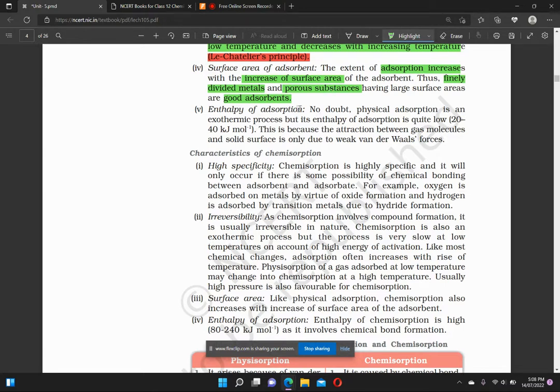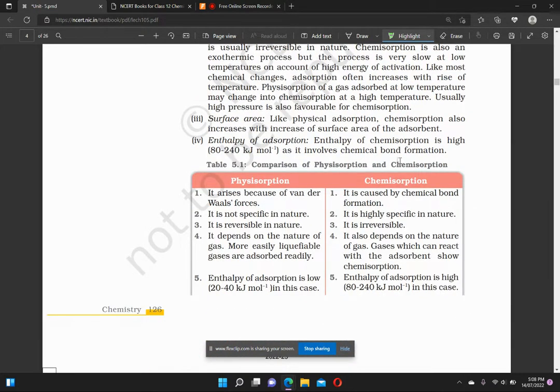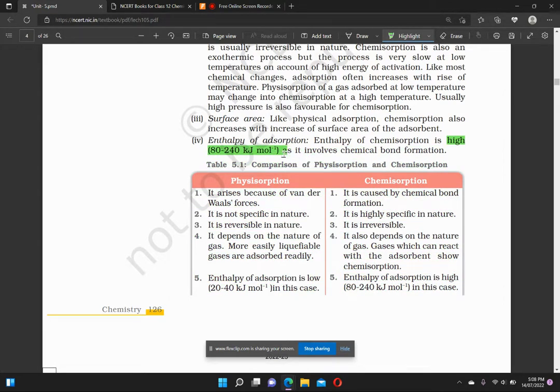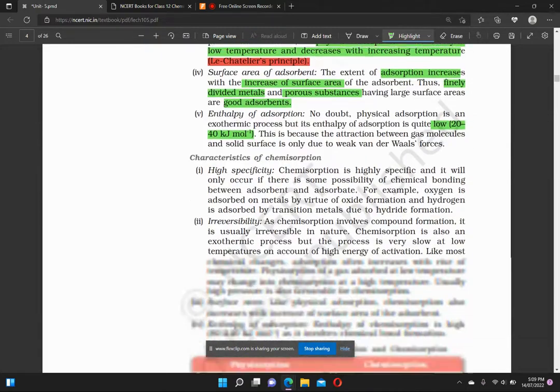Now enthalpy of adsorption. Physical adsorption is an exothermic process, yes we know, but the enthalpy of adsorption here is quite low. It's 20 to 40 only. Whereas if you go for chemisorption, it is 80 to 240. Chemisorption's enthalpy is high, 80 to 240, because it makes chemical bonds. Okay, just know the difference between both of them.